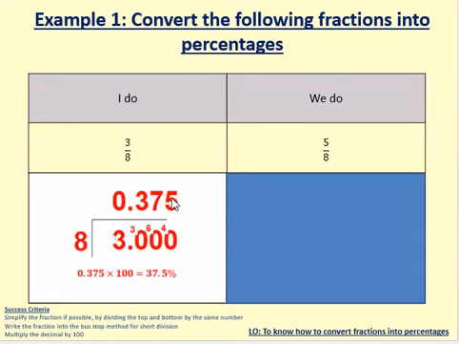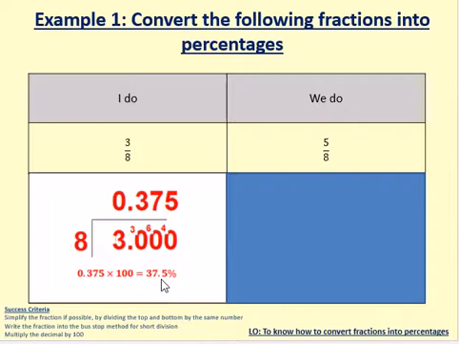It's 5. So as a decimal, 3/8 is 0.375, but we just have to times that by 100 to get it to a percentage. So 0.375 times 100 equals 37.5.